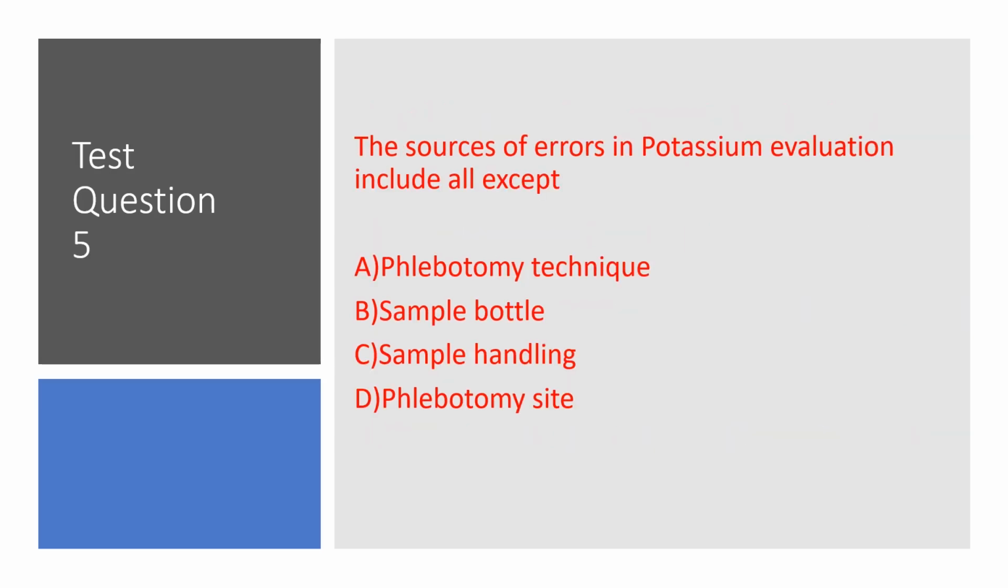Question 5 says, the sources of error in potassium evaluation include all except option A, phlebotomy technique, option B, sample bottle, option C, sample handling, option D, phlebotomy site. Please pick the appropriate answers and drop them in the comment section.